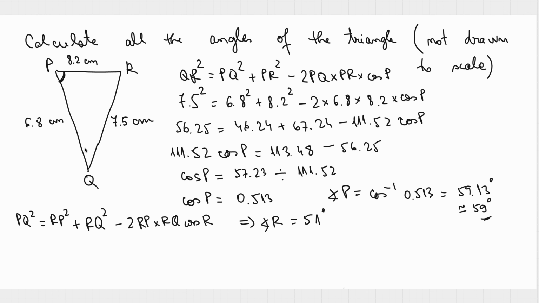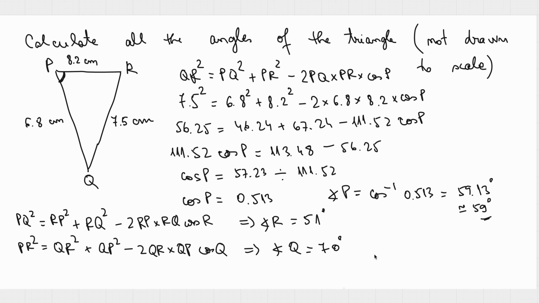And for Q, start with the opposing side squared: PR squared equals QR squared plus QP squared minus 2 times QR times QP cosine of Q. And from here, after replacing and computing, we should get angle Q equals 70 degrees. This is the nearest value. We approximate the angle.